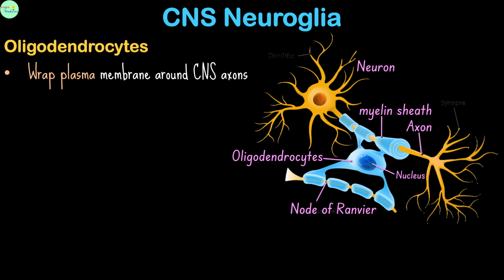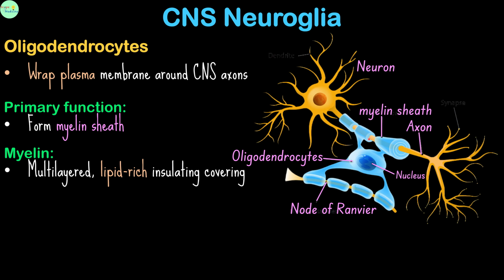Oligodendrocytes are the myelinating cells of the central nervous system. They have fewer, broader processes compared to astrocytes. The primary function of an oligodendrocyte is to extend its plasma membrane and wrap it concentrically around segments of multiple adjacent axons. This wrapping creates the myelin sheath, a thick, lipid-rich insulating layer that is essential for rapid signal conduction.